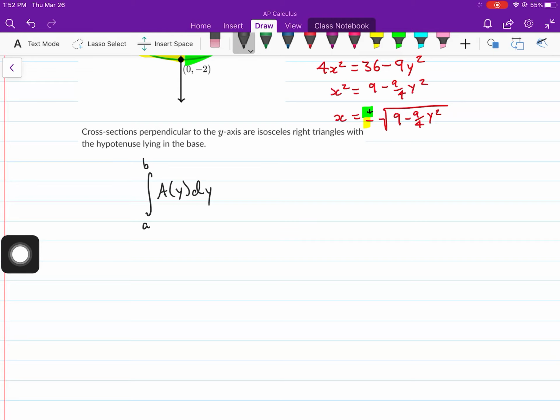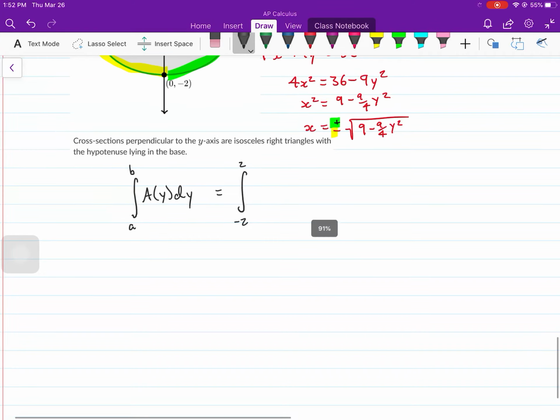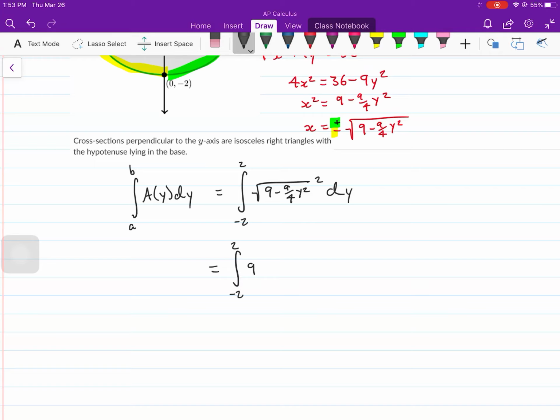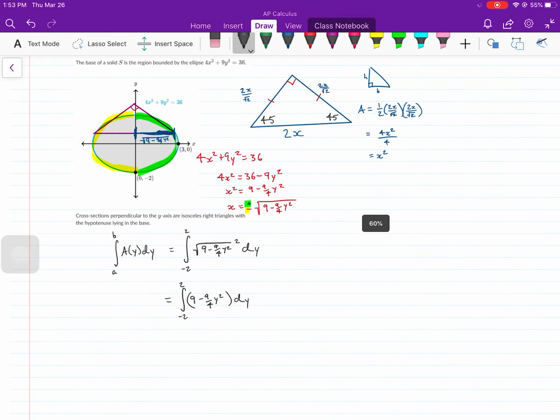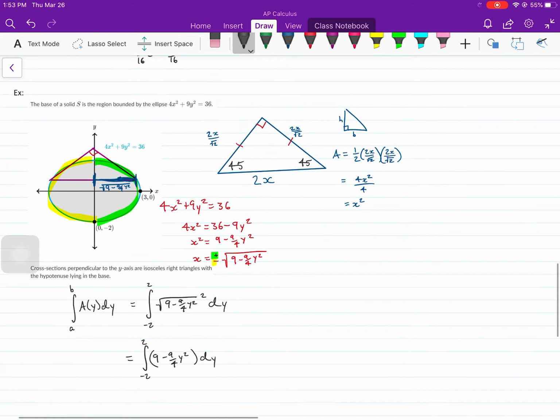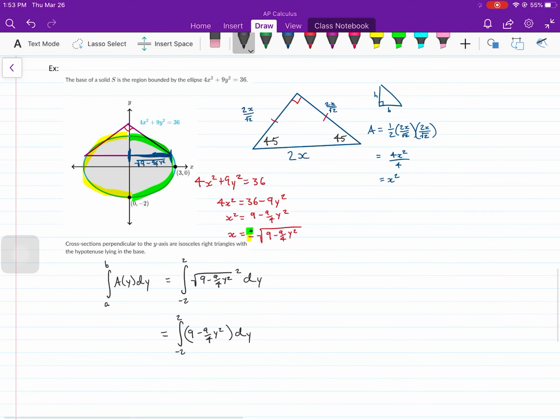So we're going to go ahead and integrate from -2 to 2. And it's going to be x squared. So it's going to be that square root of 9 minus 9 over 4 y squared, squared, dy. Now that gets rid of the square root. So we're going from -2 to 2 of 9 minus 9 over 4 y squared with respect to y. So from there, you just finish it out, integrate it, and evaluate the rest of it. But hopefully that explains what's going on there. Like I said, this is probably one of the most difficult things that you'll see in cross sections.